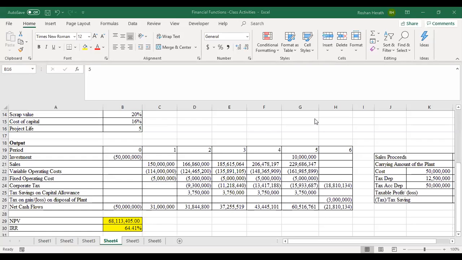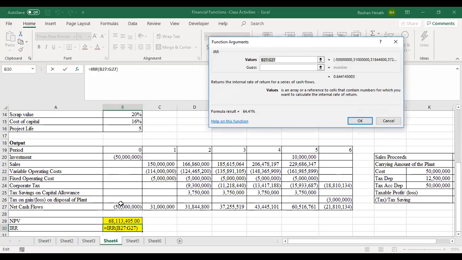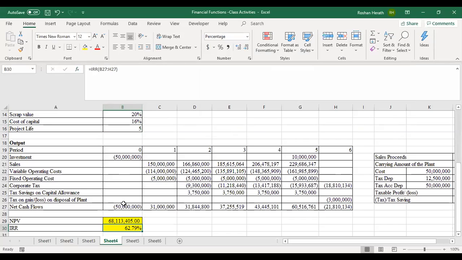It has not taken year 6, I guess. Okay, let me check that. Good observation. Yes, I haven't considered year 6. So it is from year B7. Yes, very correct. Thank you very much. I haven't considered 1 year. Let me select that. Yes, you have to select the entire thing and say okay. Yes, it comes as 62.79. So you have to consider all the cash flows in IRR. In fact, I have missed that. Thank you. Good.